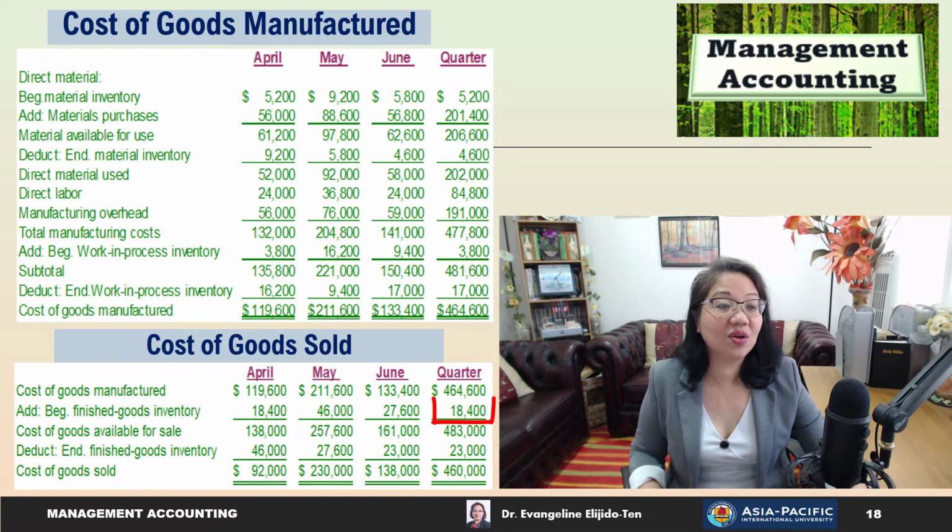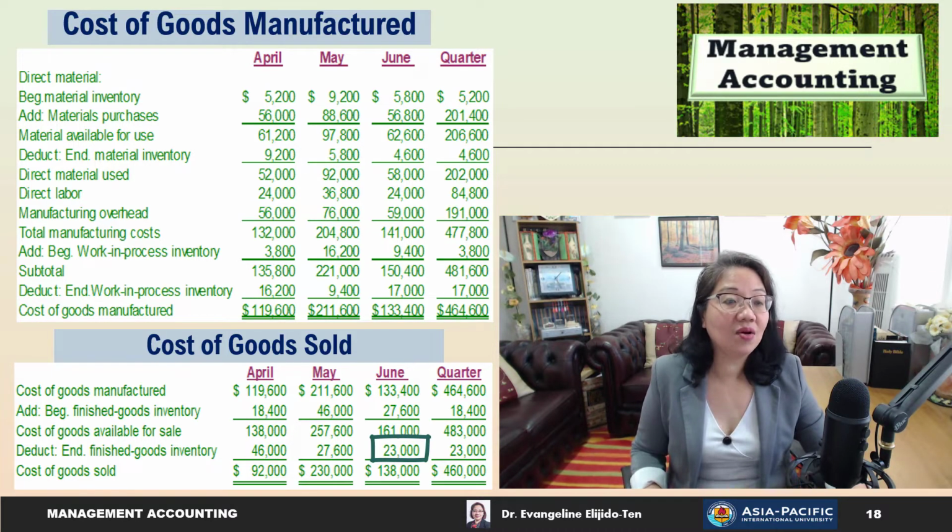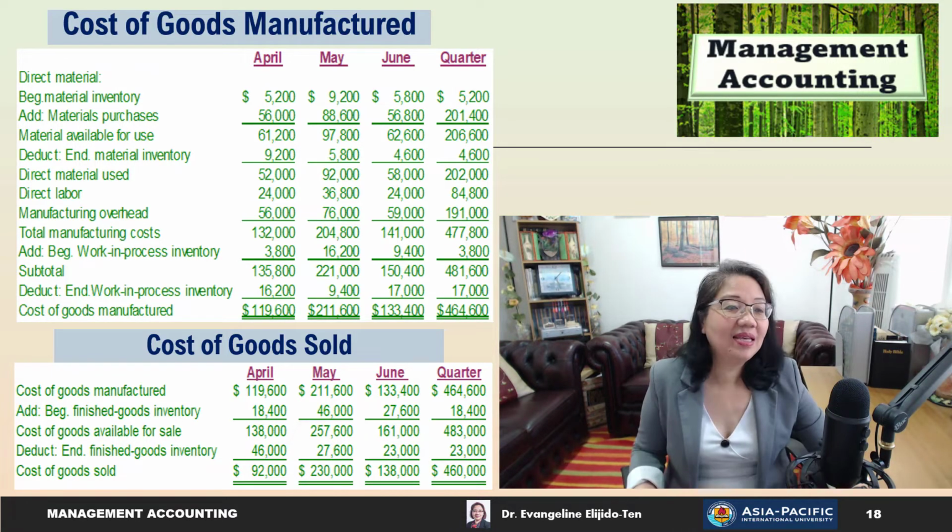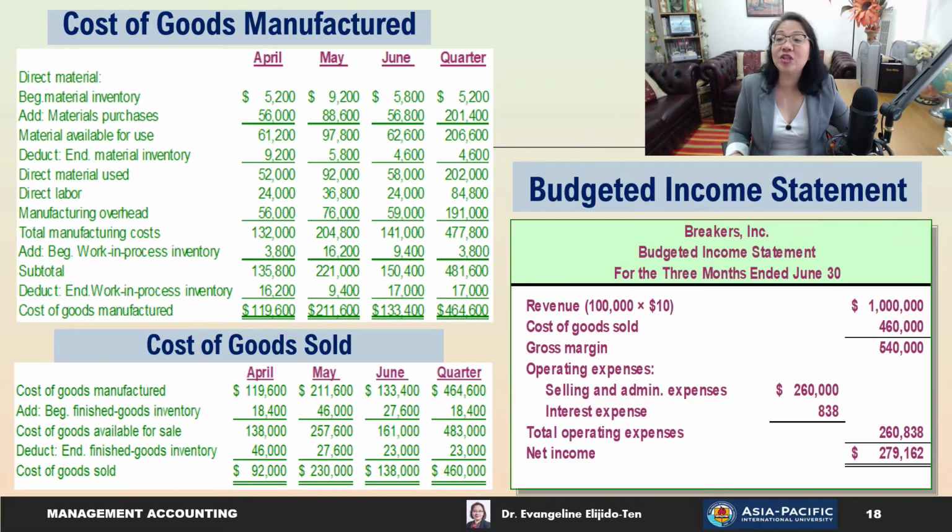Remember, the ending inventory for one month becomes the beginning inventory for the following month. The beginning inventory for the quarter is the same as the beginning inventory for April, and the ending inventory for the quarter is the same as the ending inventory for June. So now that the cost of goods manufactured and the cost of goods sold schedules are complete, Breakers Inc. can now prepare the budgeted income statement for the quarter ending 30th of June.